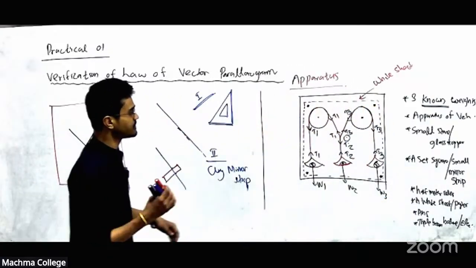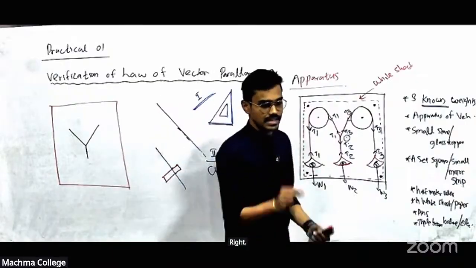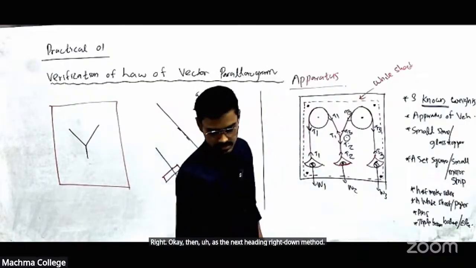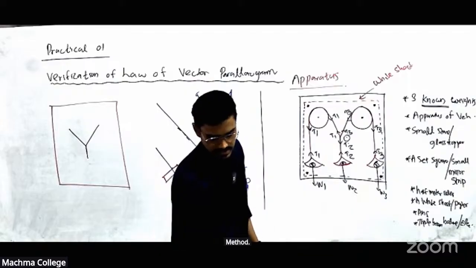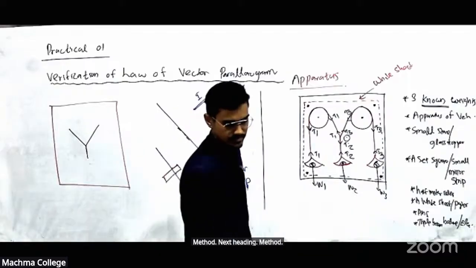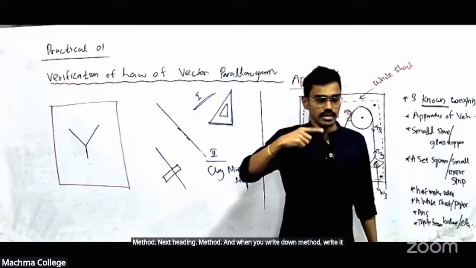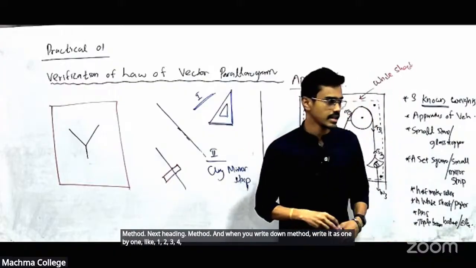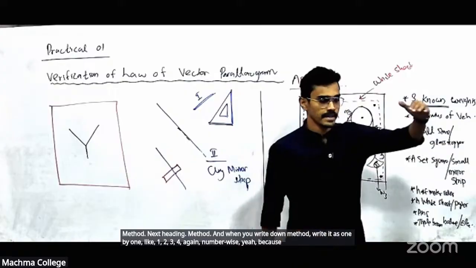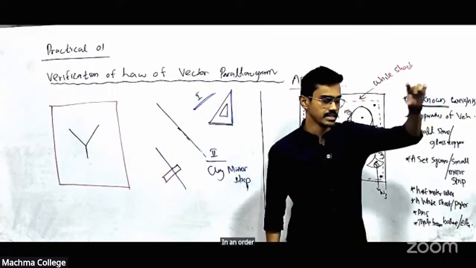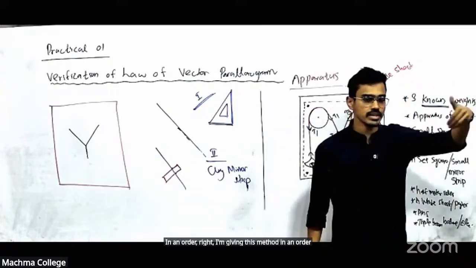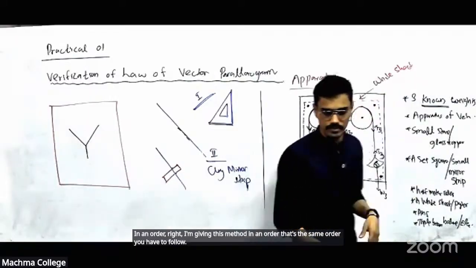Right. Okay, then as the next heading, write down method. When you write down the method, write it point by point, numbered 1, 2, 3, 4, because this method is in an order. I'm giving this method in an order, and that's the same order you have to follow. Right? First point, first one.